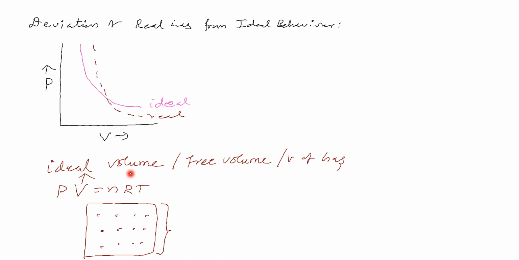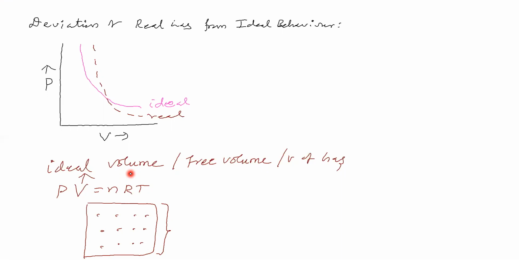Now, kinetic molecular theory considers the free volume is nothing but volume of gas. That means this entire volume, from here to here, is the volume of gas. That is called free volume, like that kinetic molecular theory considers. So as per the kinetic molecular theory, volume of gas is nothing but free volume, means the entire volume is free volume. So no gas molecule is getting obstacle in its movement.